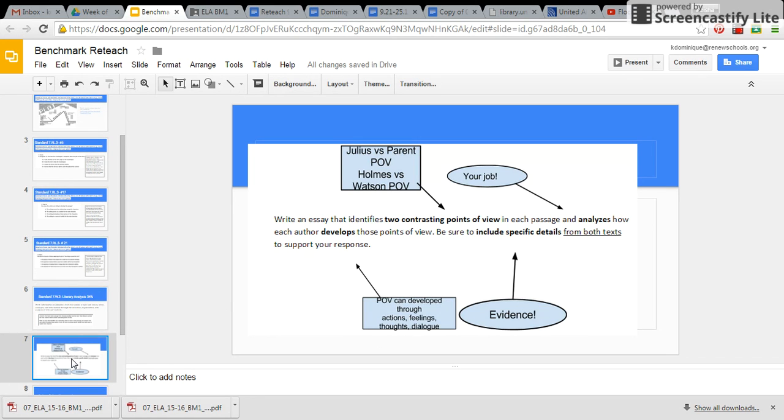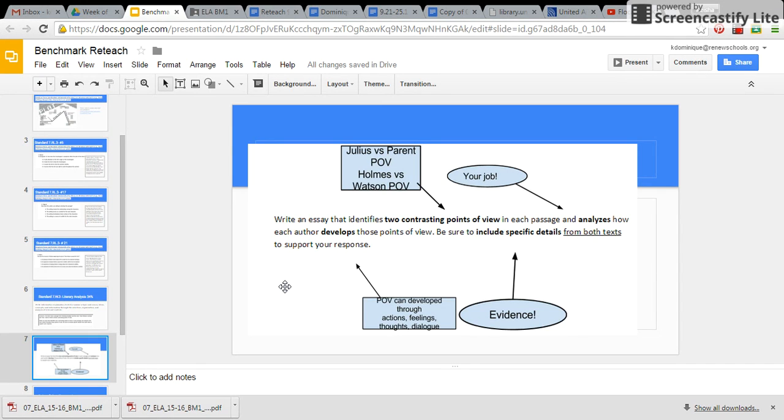So, if you look at this next slide right here, I kind of broke down the prompt for you. Write an essay. Essay is basically a multiple paragraph essay, at least 4 to 5 paragraphs, that identifies two contrasting points of view. Contrast means different. So in one story, we had Julius's point of view versus his parents. And in the other story, you had Holmes's point of view versus Watson's point of view. Your job was to actually analyze. Analyze. That's your job, and how each author develops.